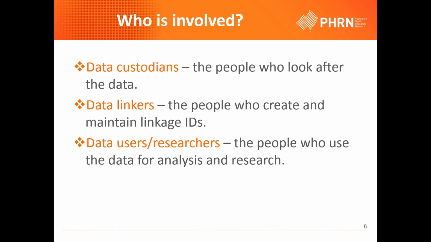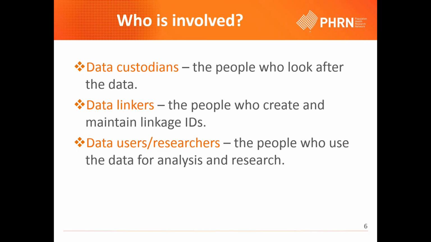So who's involved in this linkage process? Well, there are three main groups that are involved in the process. The first are the data custodians. These are the people who have the responsibility for the data collections. They may actually collect the data, or they may, if you're a government data custodian, be the person legally responsible for managing and looking after that data. You as clinical trialists can also be data custodians. So a research group which collects data is the custodian of that data.